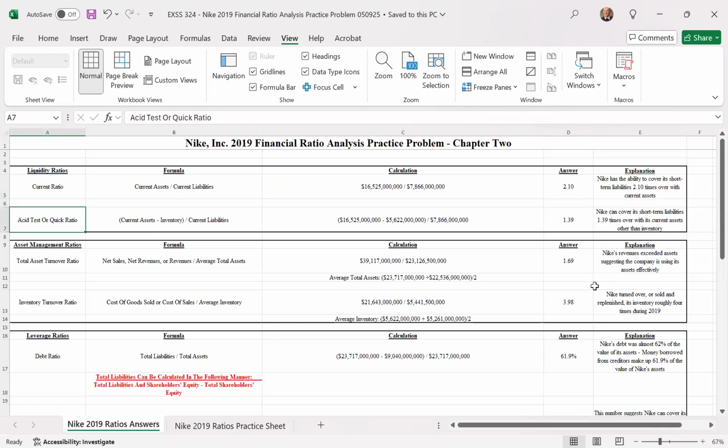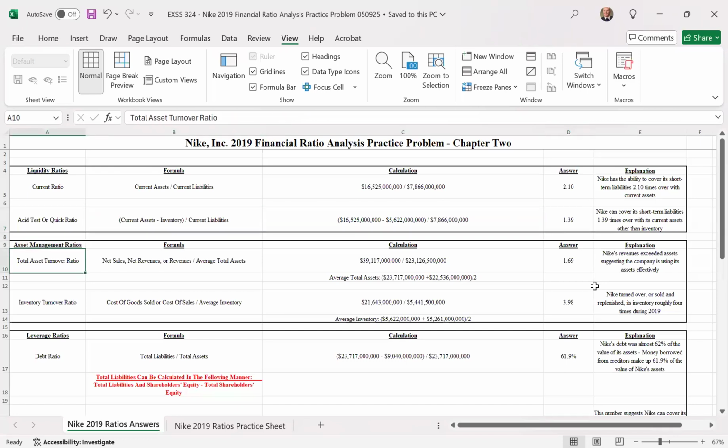The second ratio is the acid test or quick ratio: current assets minus inventory divided by current liabilities. Essentially, it's just our current ratio, but we take inventory out of the numerator because it's the least liquid of our current assets. Once we do that, our answer is 1.39. Nike can cover its short-term liabilities 1.39 times over with its current assets other than inventory.